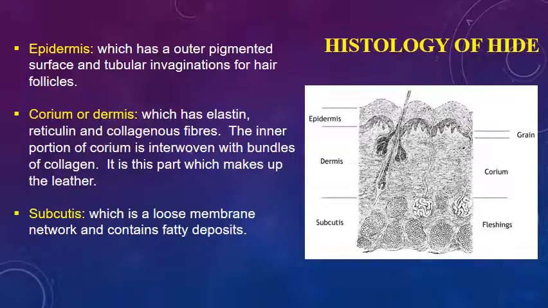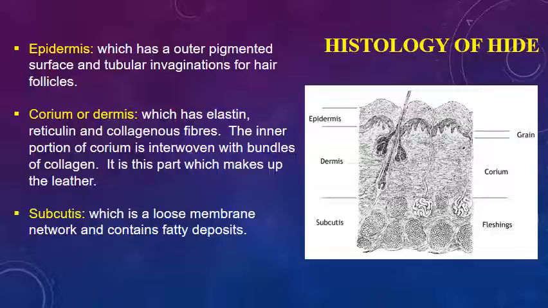Before we go for it, let us understand some basic structure of hide or skin, or the histology of it. It has got three layers. The first is the epidermis, which has an outer pigmented surface and tubular invaginations for hair follicles. So from the epidermis, there are follicles inside, from which the hairs grow, or even wool grows.